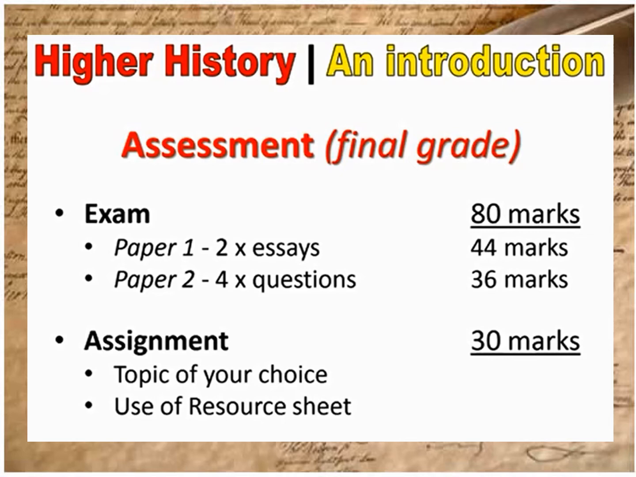And then you have your assignment, which we'll go over as well, but is very similar to your National 5 assignment. That is a topic of your choice where you get to use a resource sheet as well, and that is worth 30 marks. So in total, your mark in Higher History is out of 110.